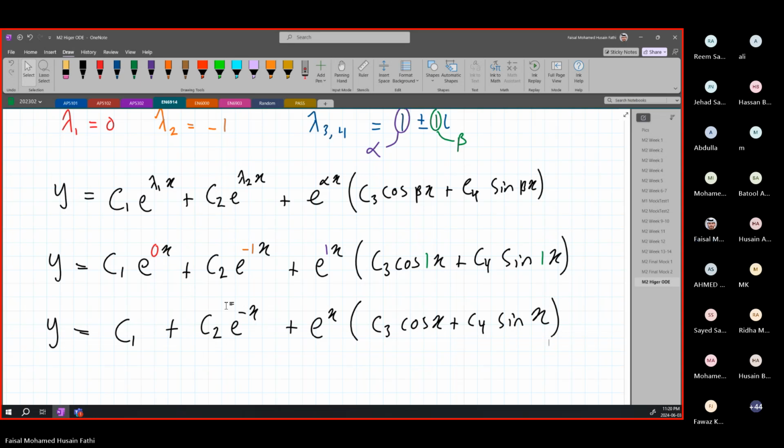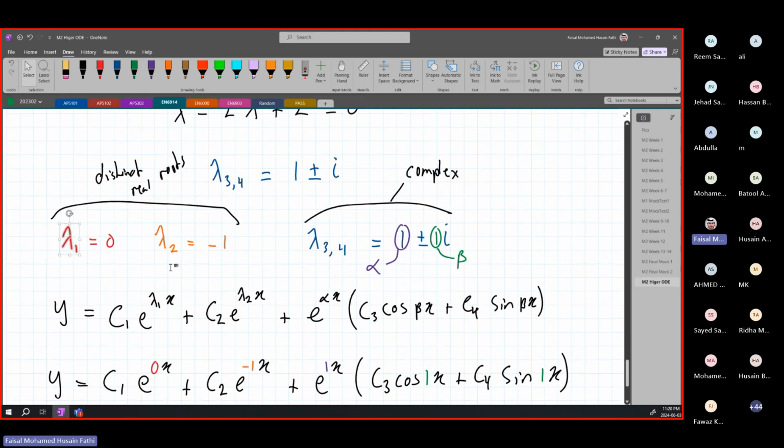Instead of lambda, you can write r. Yes, you can do that. You don't need to write lambda 1, lambda 2, lambda 3, lambda 4. You can put m, you can put d, you can put l, you can put whatever letter you want. Lambda is usually used because it is used in linear algebra as well. But it is just the general term that they use for higher order equations.